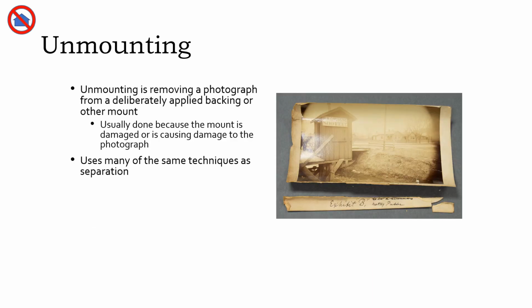Unmounting removes photographic materials from something they were deliberately attached to, or something like tape that was used to deliberately attach the photograph to something else. It uses many of the same techniques as separation. In case you missed it, tape is evil. The adhesives and plastic carrier can damage adjacent materials as they age. Please don't use tape on your photographs. Unmounting is usually done because the mount either is damaged or is causing damage to the photograph, as in this example here.